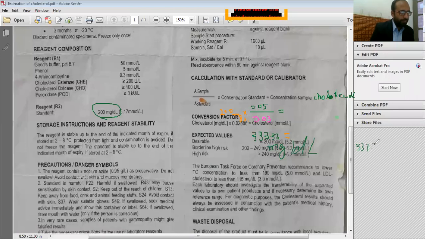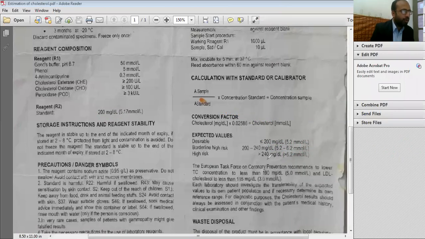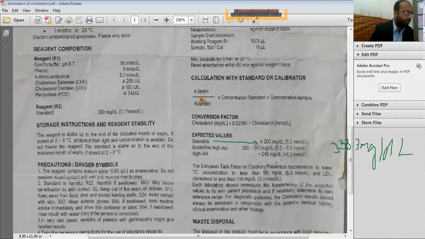So 333.3 milligram per deciliter. Now what should be the expected value of cholesterol in the blood serum that is desirable? The ideal is 200 milligram per deciliter. It will be ideal if the patient has a blood cholesterol level of 200 milligram per deciliter; it's good.